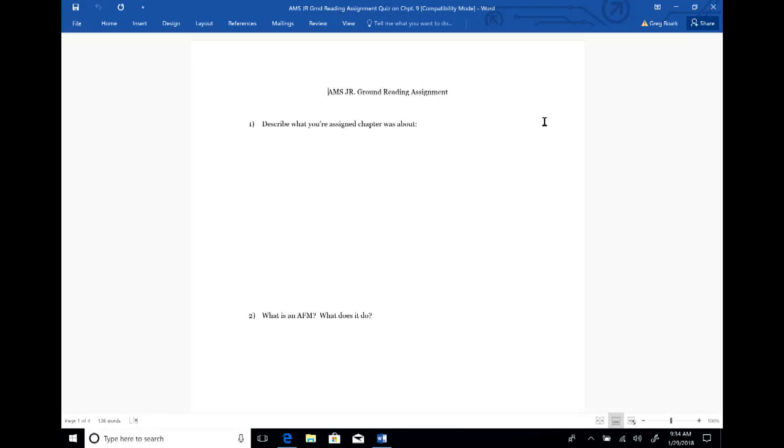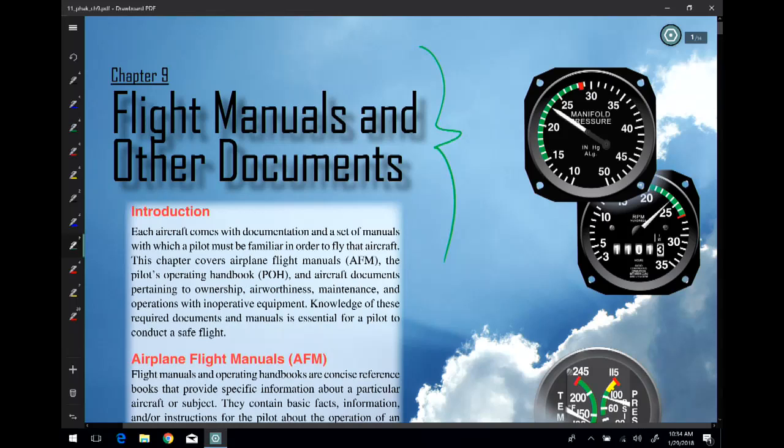What is it about these manuals? What is it about these things? Why is it important for you to know this information? That's what number one is. If you struggled to describe what this chapter was about, you might want to rethink your methods with regards to reading. And I'm going to show you some ways to help you.